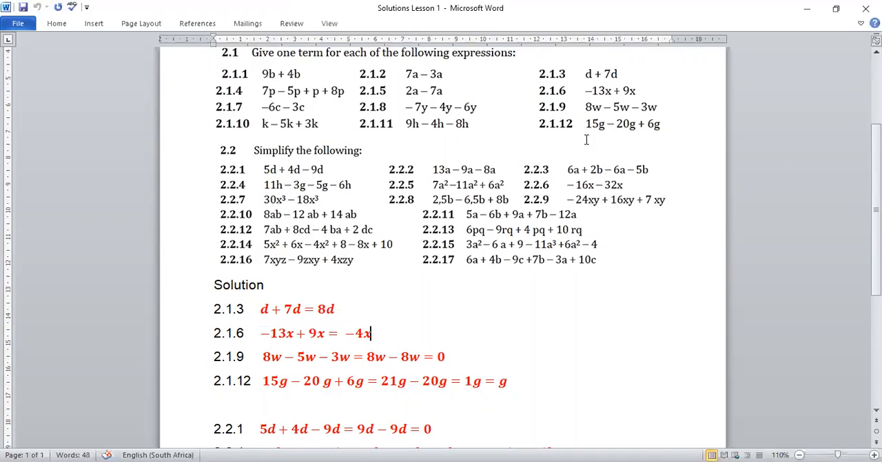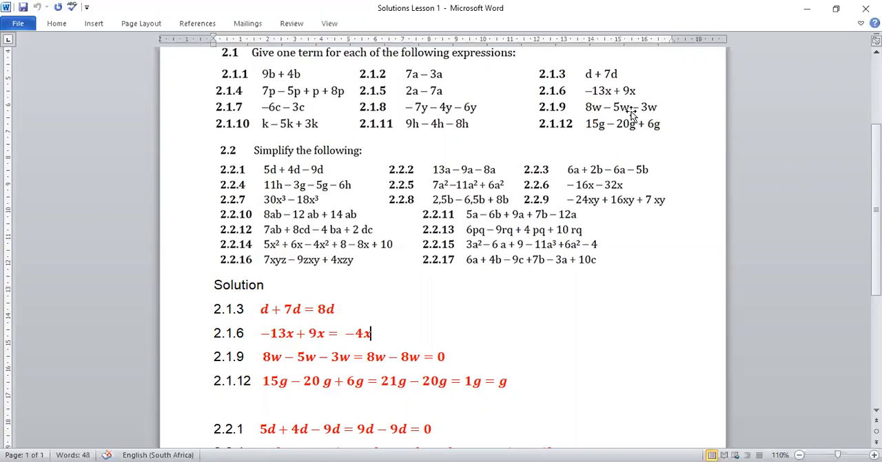The next question, 2.1.6, you have minus 13x and it's added to 9x. Again, because these are like terms, one is more negative than the other. So negative 13 added to positive 9 is negative 4x.